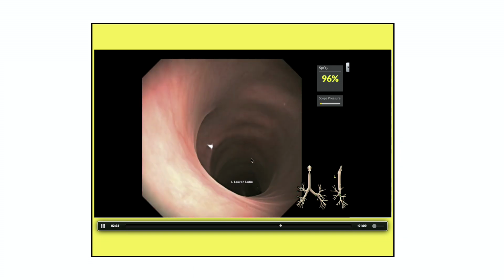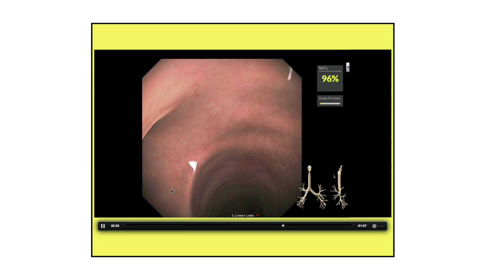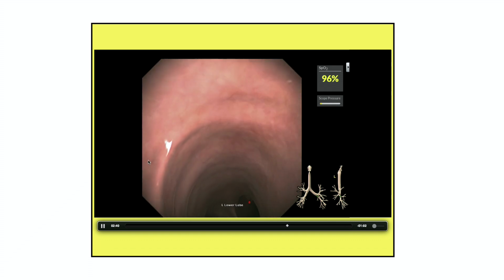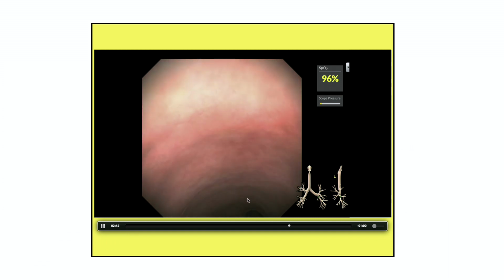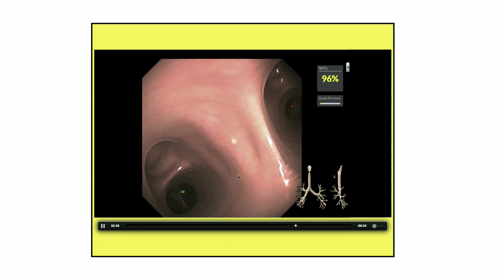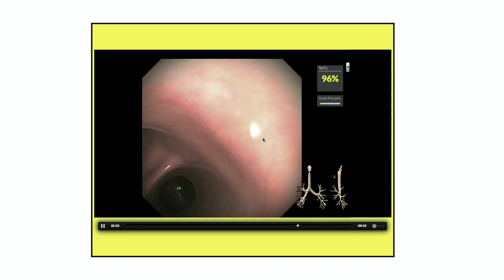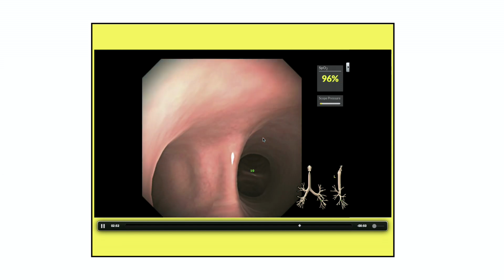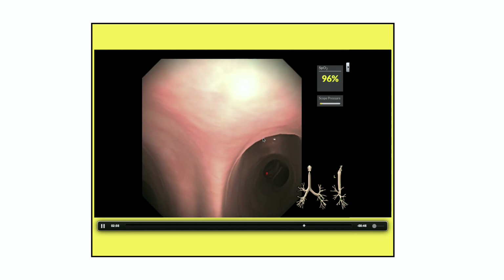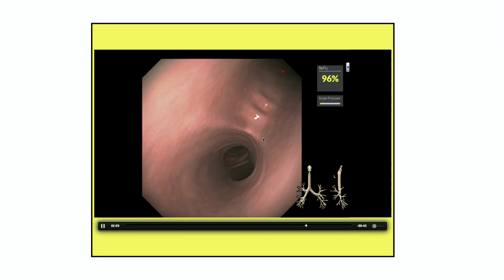Next we'll enter the lower lobe. Again, the first opening that we'll see is the apical segment over here, and then we will see the basal segment of the lower lobe, which is typically 3 segments only: the anterior, the posterior, and the lateral segment, and the medial segment is usually missing on the left side.